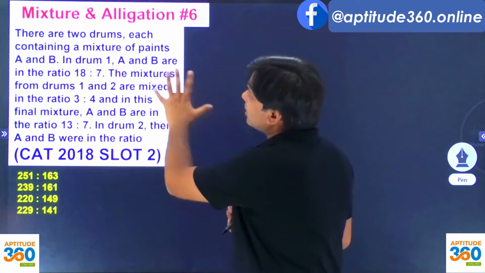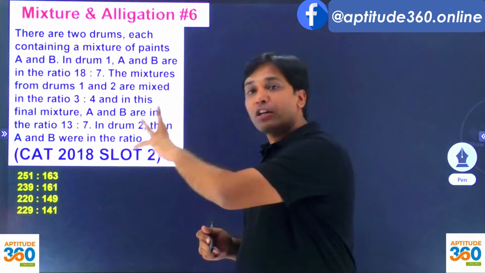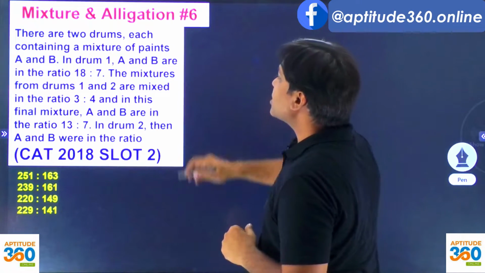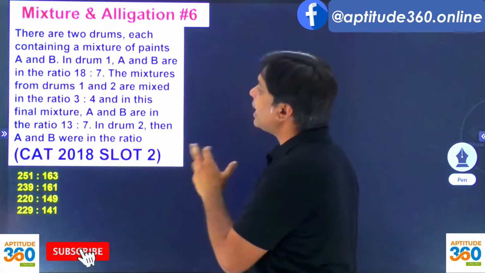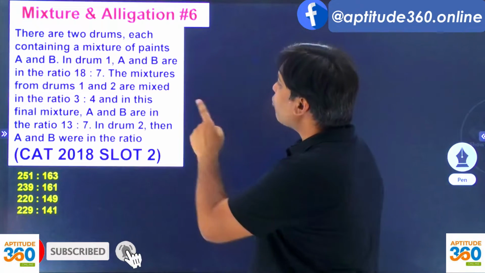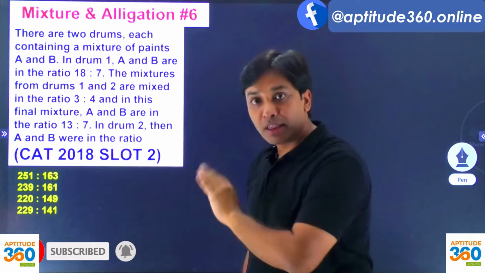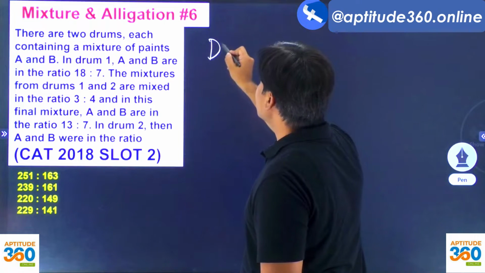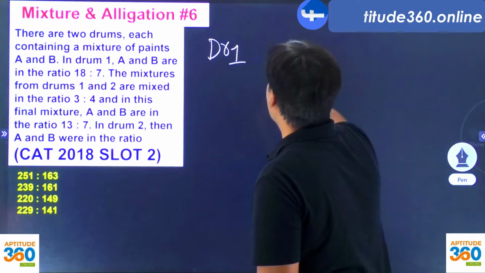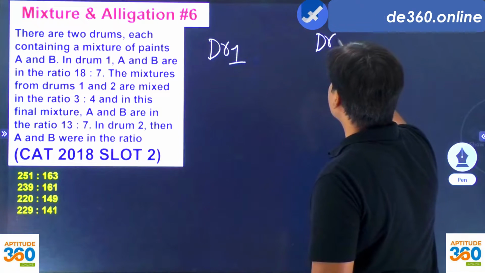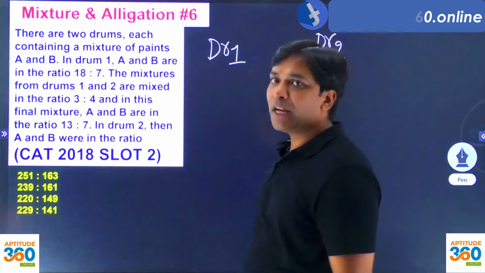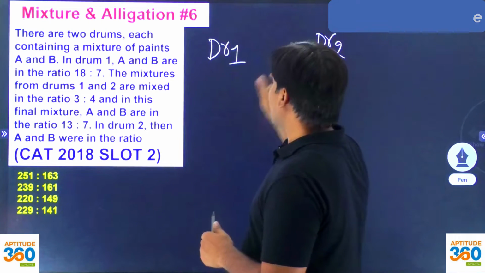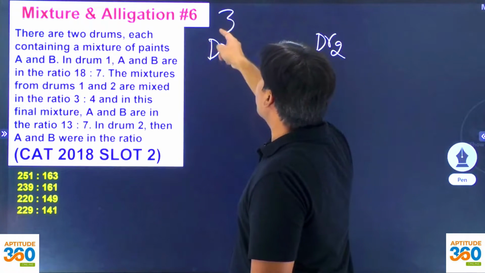So let us try to solve this problem. I know that it is going to take a lot of calculation, but then let us solve it. It says that there are 2 drums, each containing a mixture of paints A and B. In drum 1, A and B are in the ratio of 18:7. The mixture from drum 1, so you have got drum 1 and then say drum 2, right? A and B are mixed in drum 1 and drum 2, and the content of drum 1 and drum 2 are being mixed in 3:4.